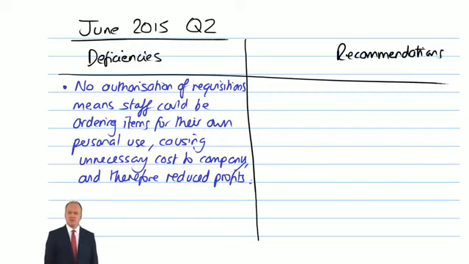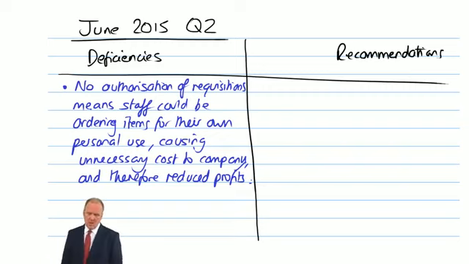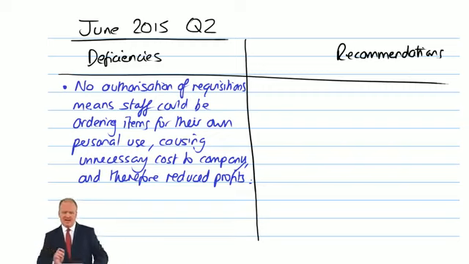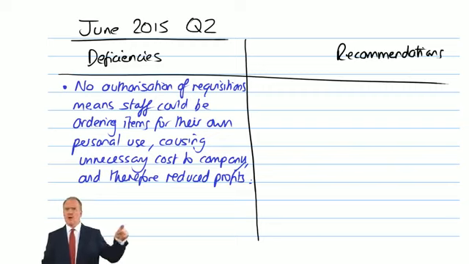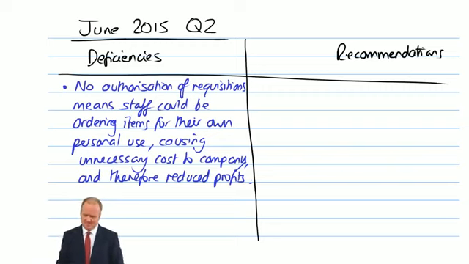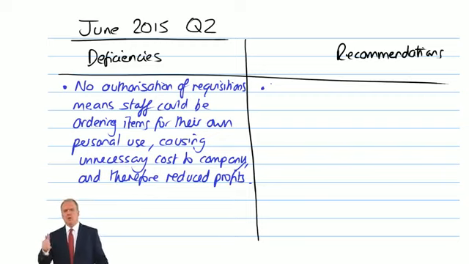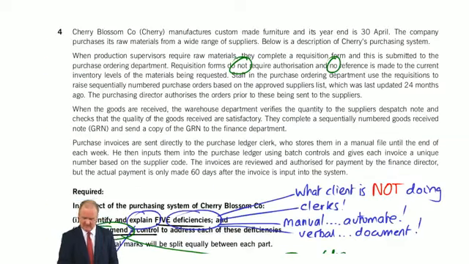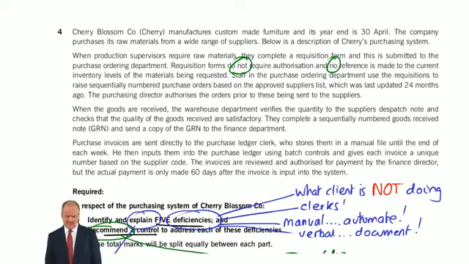So notice my consequences are trying to focus on why the company would be damaged by this. Recommendations. It would be so easy to write "authorize requisitions", but we want to say more. Who, how often? Let's just go back and see what the question said. Requisition forms do not require authorization, so production supervisors fill in a requisition form. They don't require authorization.